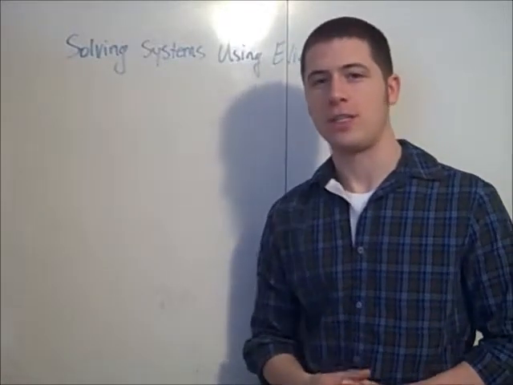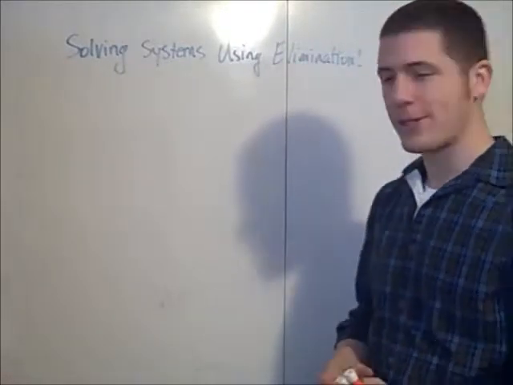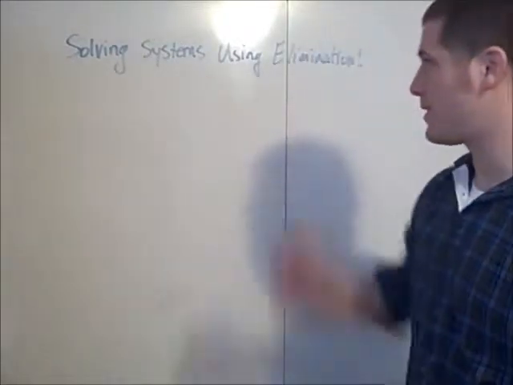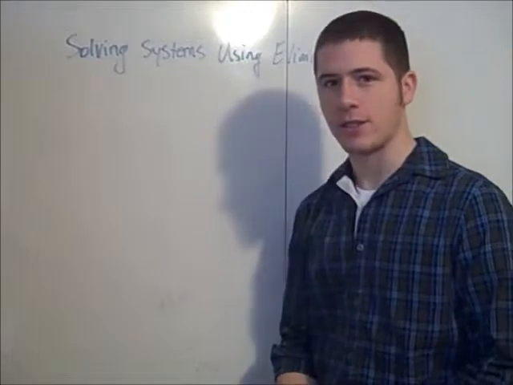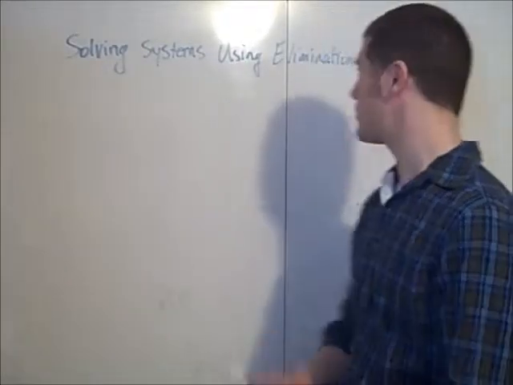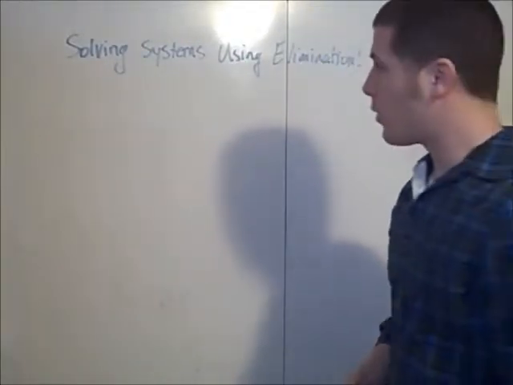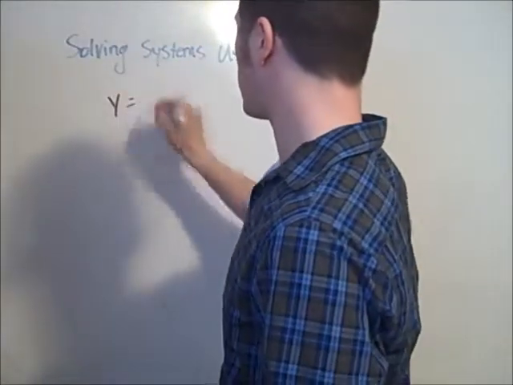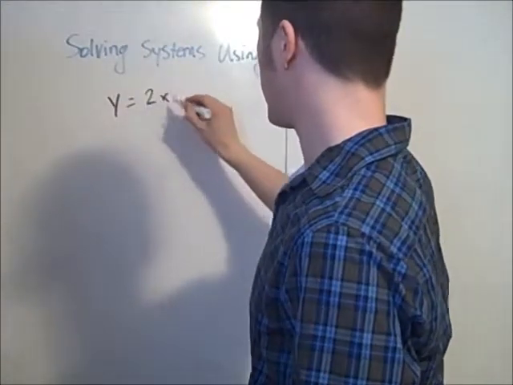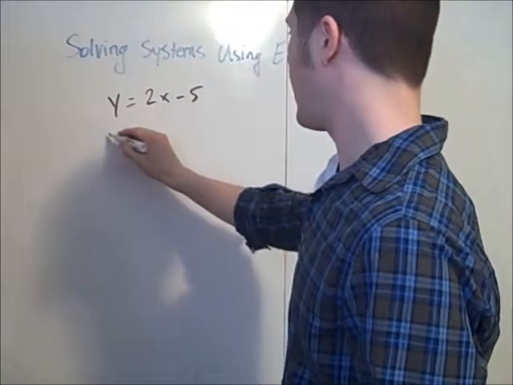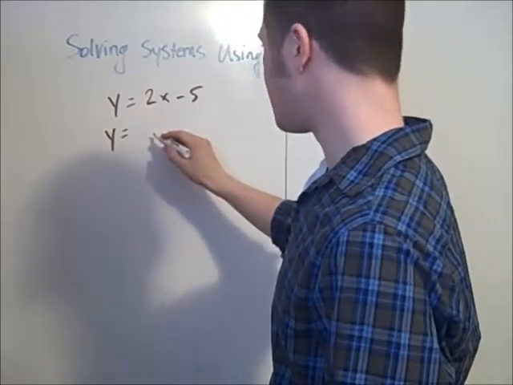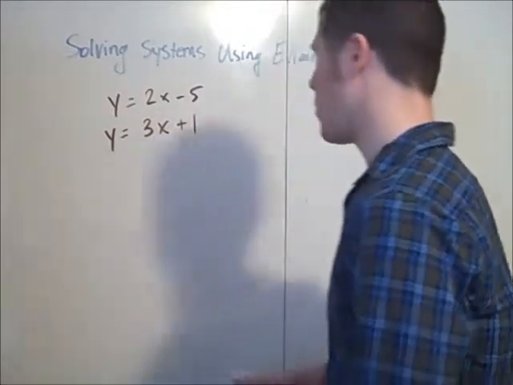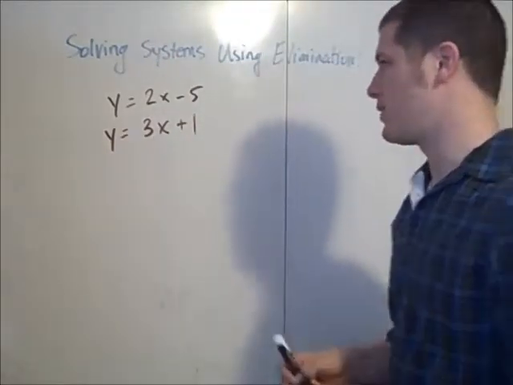The last tutorial was solving systems of linear equations using substitution. This will be solving systems of two linear equations using elimination. So if we look at a system of linear equations, maybe y is equal to 2x minus 5 and y is equal to 3x plus 1. And we want to know where these two lines intersect.